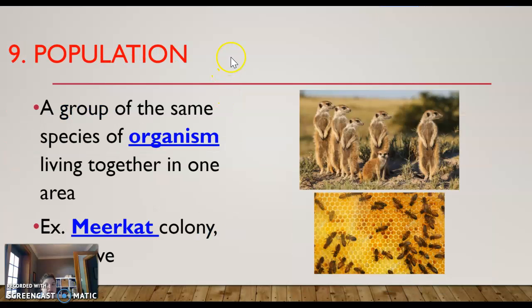Once we have organisms, now we start to organize those organisms based off of how they live. A population is a group of the same species of organism living together in one area. These organisms are alike enough that they are able to mate and reproduce because they are the same species, and they are also geographically relevant to each other because they are living in the same area.